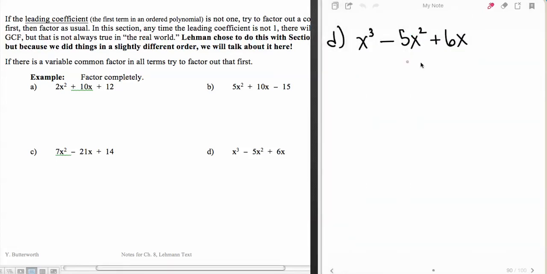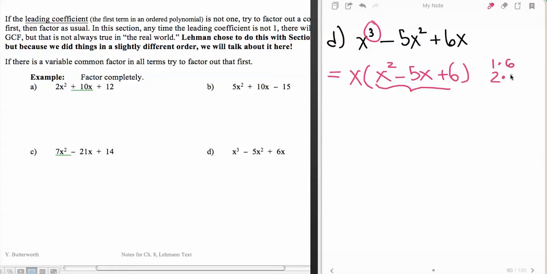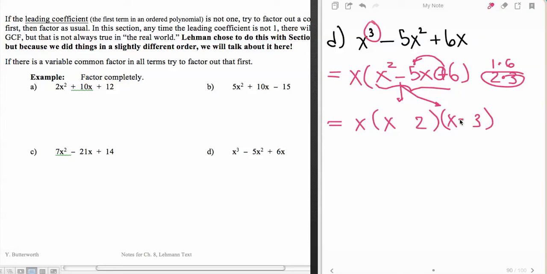And then, moving along, this time around we see there's x's all the way across. So the x is our GCF because the highest degree here is x squared. So x comes out, leaving me with x squared minus 5x plus 6. And again, the trinomial, and I want to factor it, 1 and 6 and 2 and 3. And then I'm looking for those that sum to the middle term, so 2 and 3. So I have an x times an x with a 2 and an x with a 3. And then the middle sign here tells me what these are both, so I get minuses.